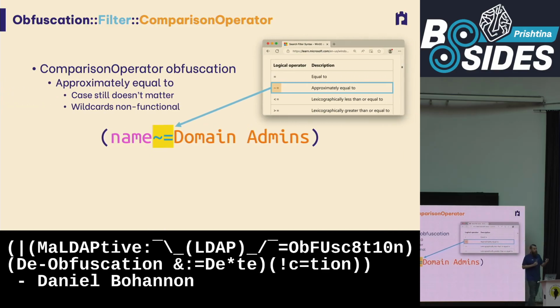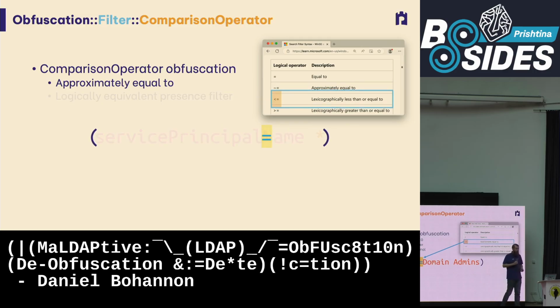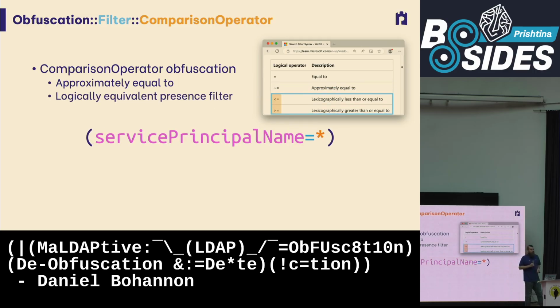You also have the approximately equal to, which is tilde equals, and this will remove some capabilities like the casing still doesn't matter, but wildcards become non-functional, but this is still a nice trick if you know the exact value. But what we really want to focus on are these range operators. Greater than equal, less than equal.